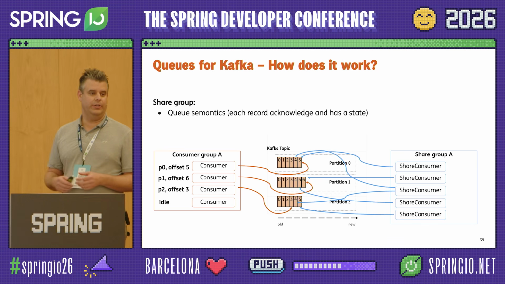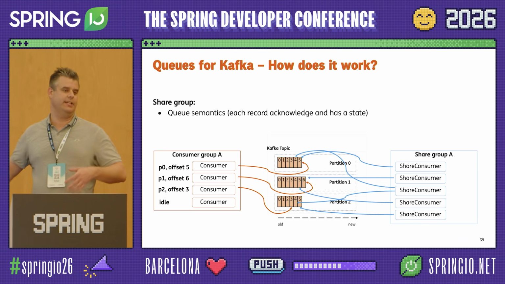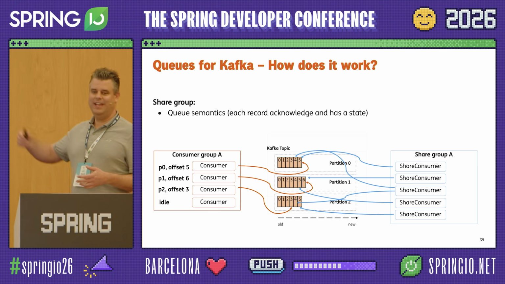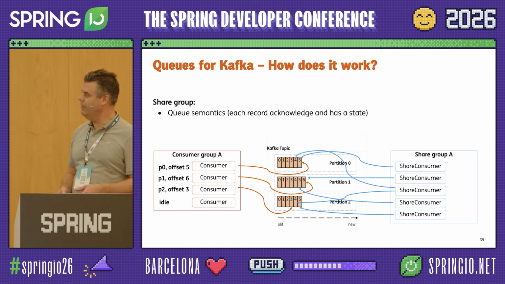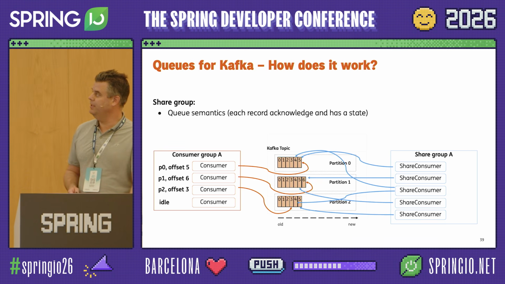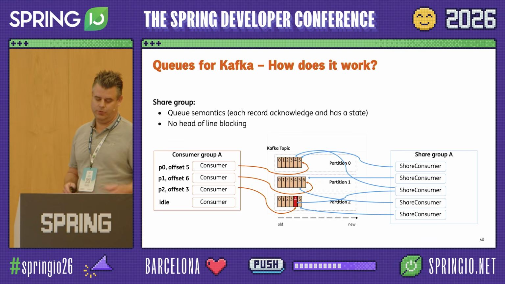So it allows us dynamic scaling on the consumer side, because that's what people actually want. They don't really care about the partitions. They care about scaling and being able to handle the load when it comes in. And that's now possible with this new Kafka Queues.